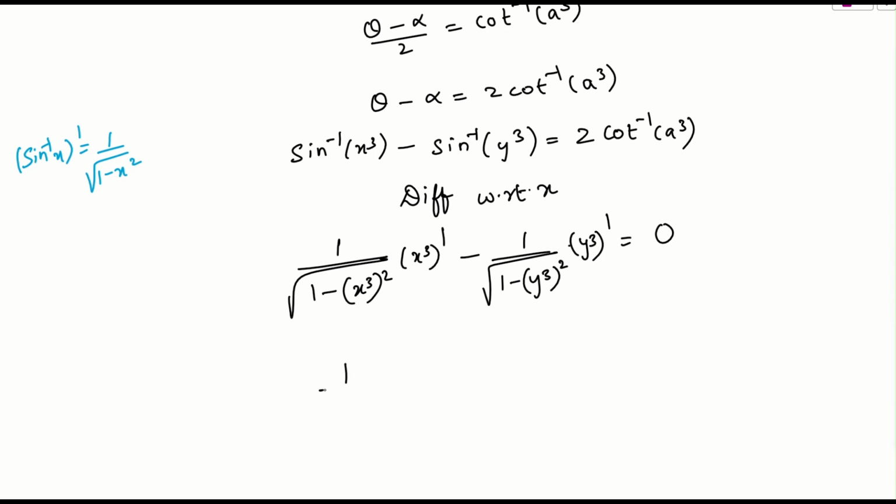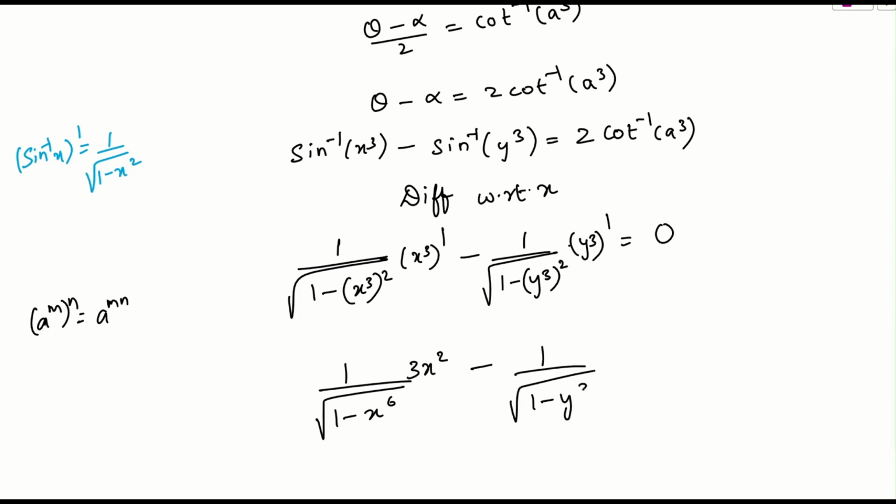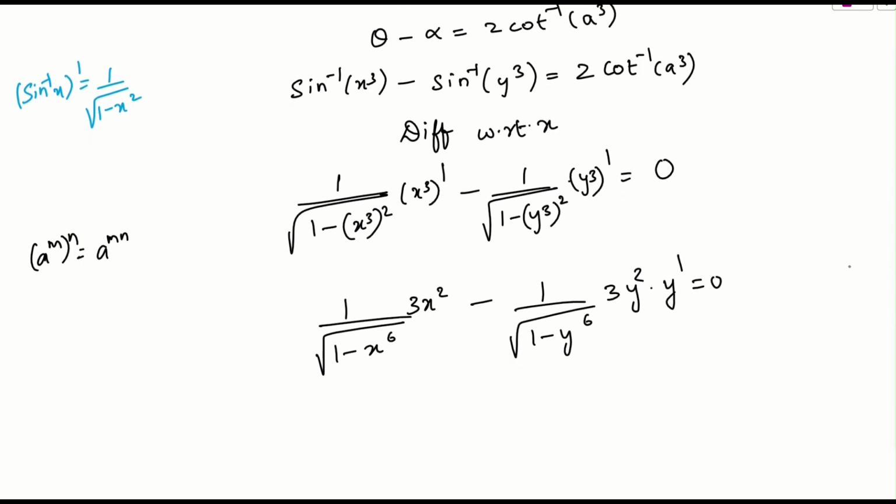Is it okay? So this is 1 by root of 1 minus x power. If you check this, a power m whole power n is a power mn, which is x to the 6, into, what is the x cube derivative? 3x square, minus 1 by root of the same formula, 1 minus y power 6, into, what is the y cube derivative? 3 into y square with respect to y, no? Which is y dash, equals 0. Are you getting my point?